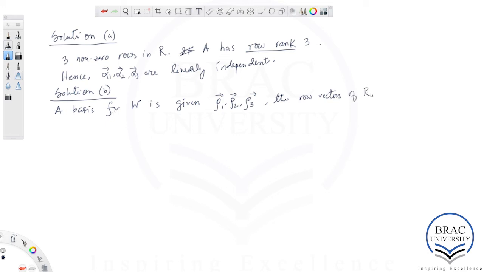One therefore writes, for any vector beta in this subspace W, beta can be written down as B1 row 1 plus B2 row 2 plus B4 row 3. Let me explain why we have these three coefficients B1, B2 and B4, and why B3 is absent. Okay, let me explain.